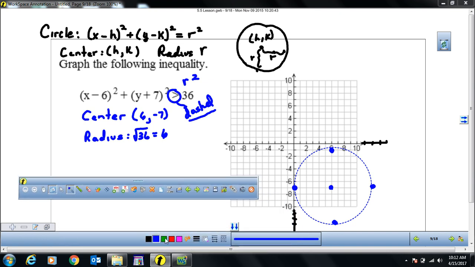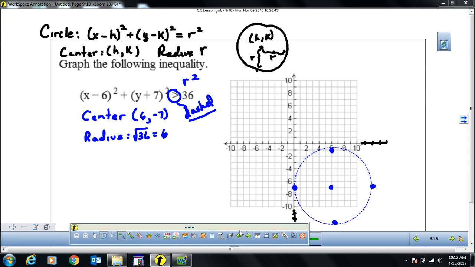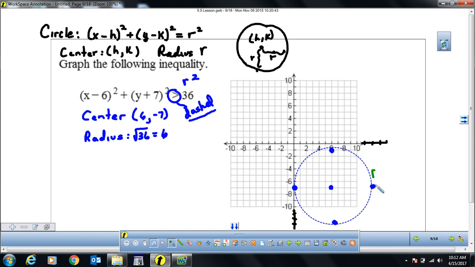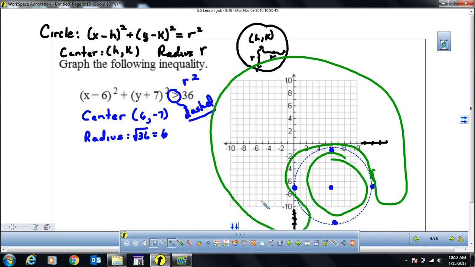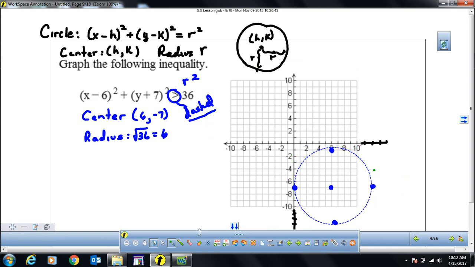Now we need to use test points to determine what the solution is going to be. Now there are 2 possibilities, there are 2 regions right here that could be my solutions. It could be that all of the points on the outside of the circle are true solutions, or it could be that the points inside of the circle are the true solutions. So those are the 2 different areas that you have there.